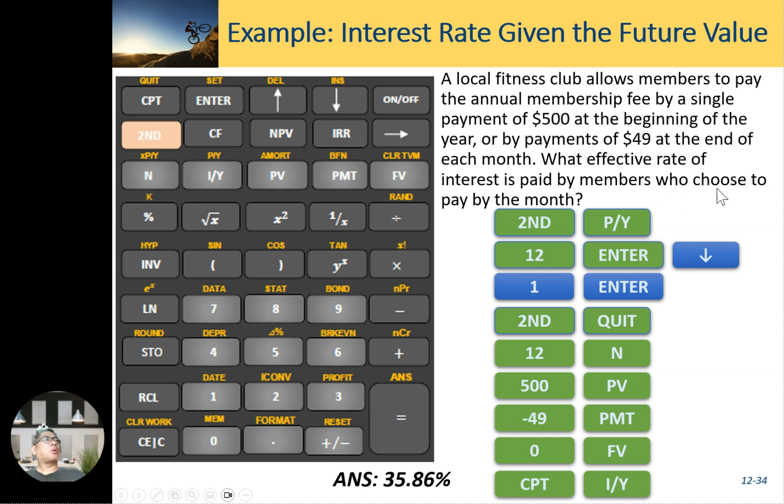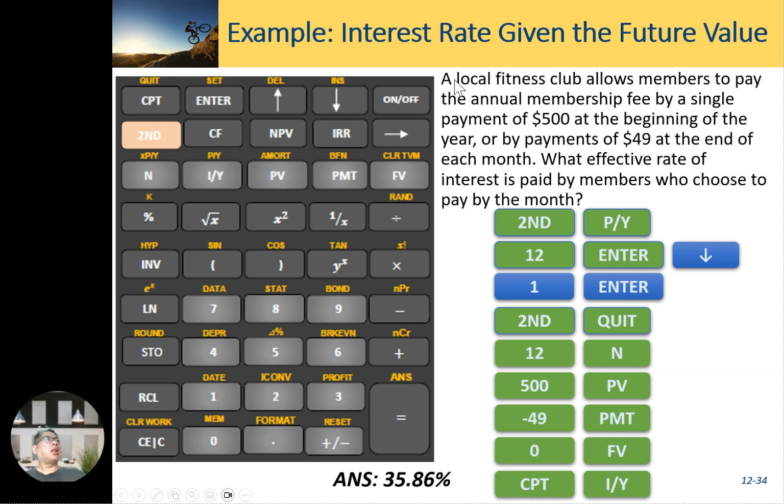What effective rate of interest is paid by men who choose to pay by the month? Okay, look, a local fitness club, another payment here, right? Via a single $500 payment at the beginning, or $500 up front. This is a second example, okay? $500 for the payment at the beginning of a year and $49 at the end of each month. So second, P/Y, 12, enter, underscore, 1 is enter, second, quit, 12 is N, okay? And then 500 is the payment, which is present value, minus 49 payment, which is here. 0 future value, you can compute I/Y, you get 35.86.